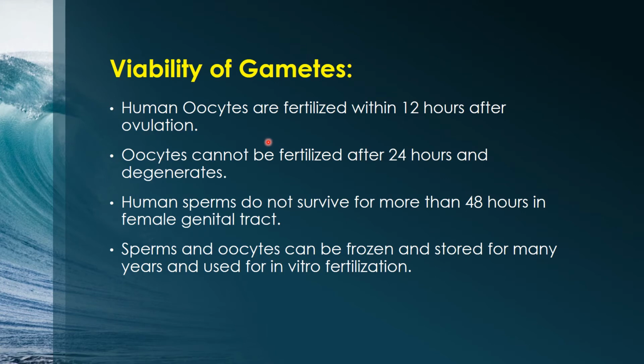A human oocyte is fertilized within 12 hours after the ovulation, and it cannot be fertilized after 24 hours, after which it degenerates. And the human sperms also do not survive for more than 48 hours in the female genital tract. However, the sperms and the oocytes, if they are taken from the male and the female tracts, can be frozen and stored for many years, and they can be used for in vitro fertilization.